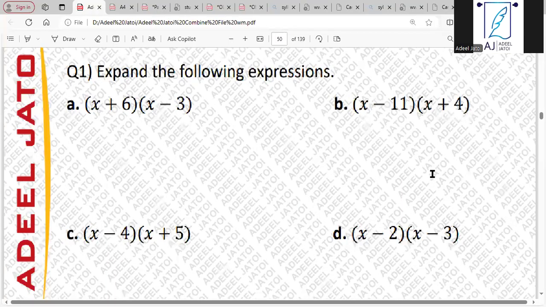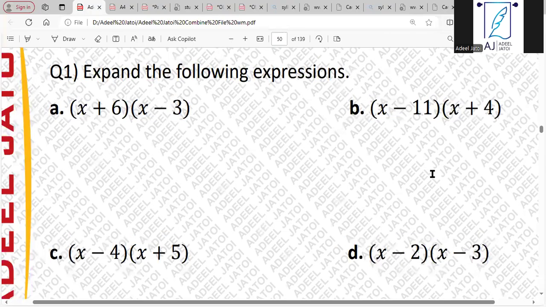These two brackets are being multiplied. So what we need to do is that each variable, if this is x, so this x is going to be multiplied with the first value. That means this x is going to multiply with the first value of the other bracket. And then this x will also be multiplied with the second value of the other bracket.